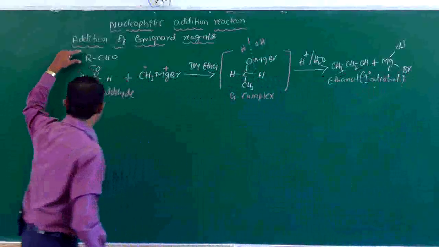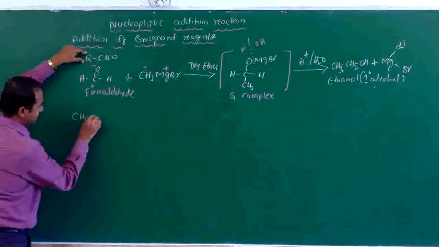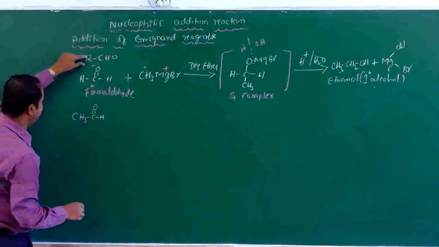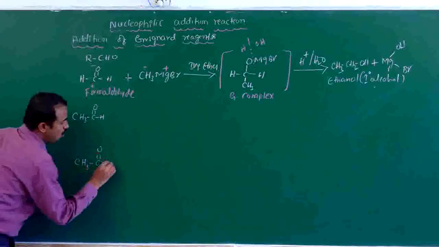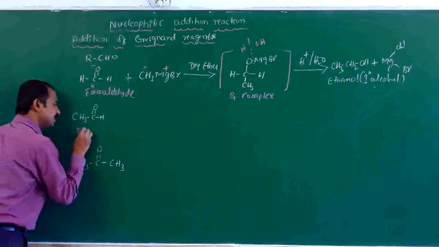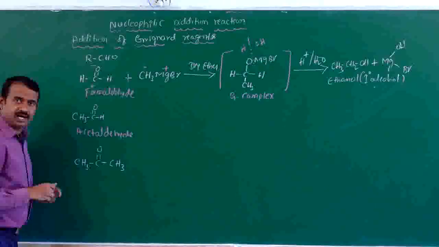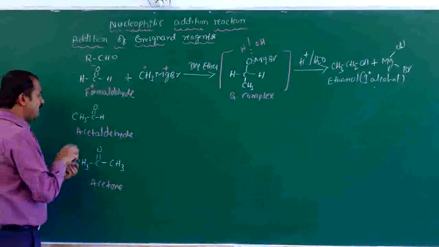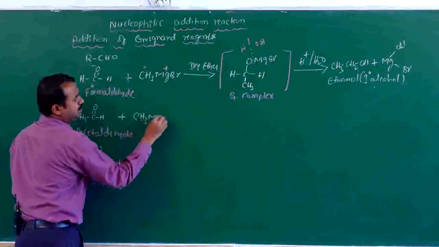Instead of R, I will take acetaldehyde, CH3CHO. Suppose I take a ketone, CH3COCH3. This one is formaldehyde, this one is acetaldehyde, and this one is acetone. Now acetaldehyde reacts with the same reagent, methyl magnesium bromide.